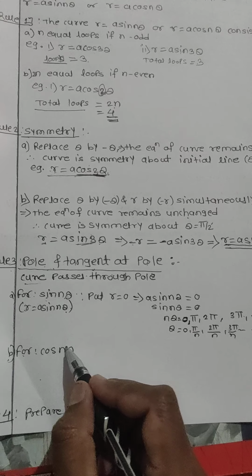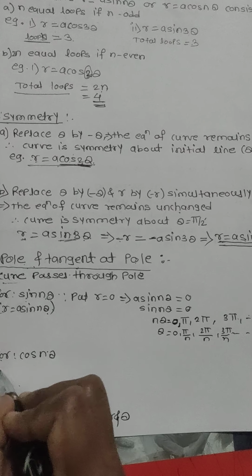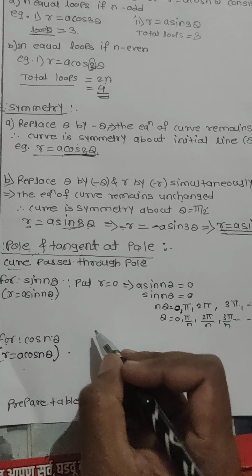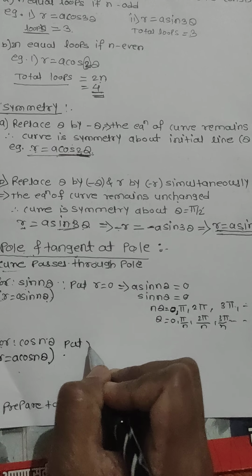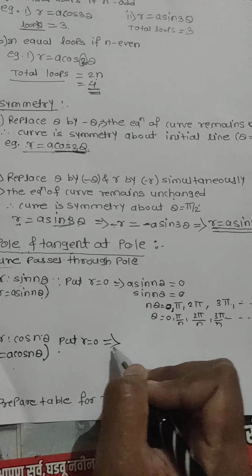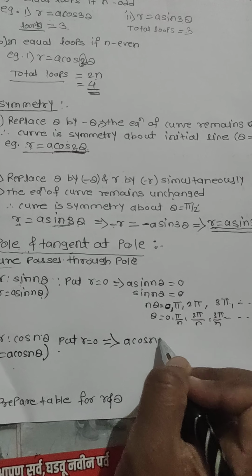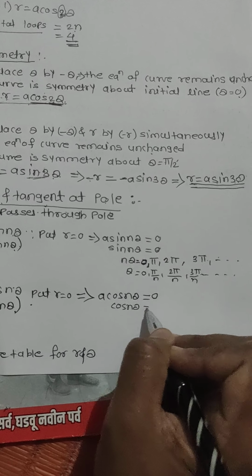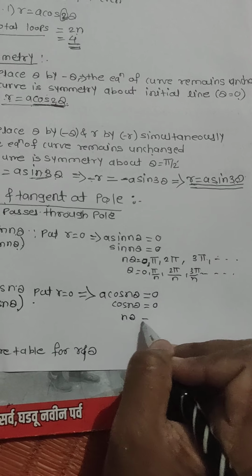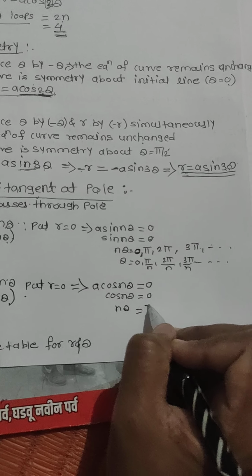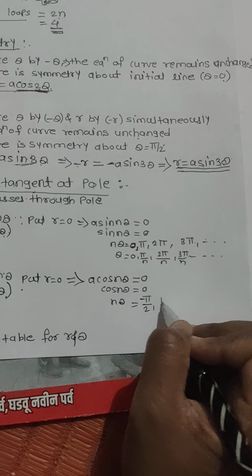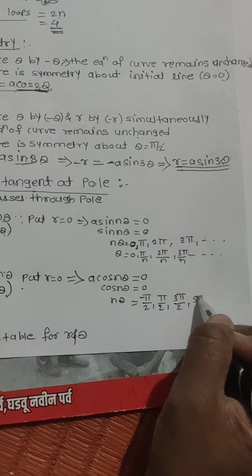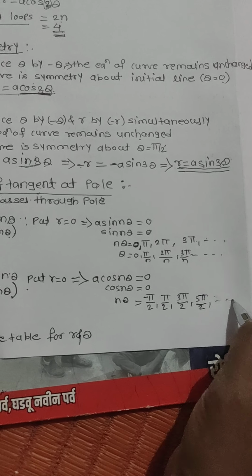After that, for r equal to a cos n theta, how to find the tangent at the pole? Here again we have to put r equal to 0. So how to write this? a cos n theta equal to 0. That means here again cos n theta equal to 0. So what are the possibilities of n theta equal to cos inverse 0? The value of cos inverse 0 is minus pi by 2, pi by 2. The next values are 3 pi by 2, 5 pi by 2, 7 pi by 2 and so on.